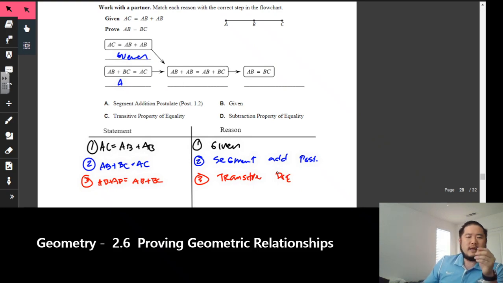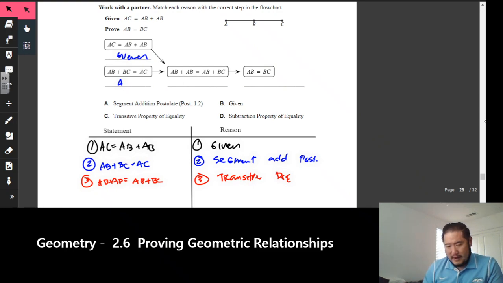Now, some of you may say, well, that could also be substitution. All right, and we've talked about that in 2.5, that we could probably use that as well. But if we can use the transitive property, then let's use that instead.